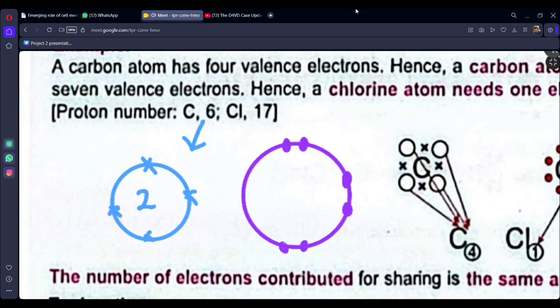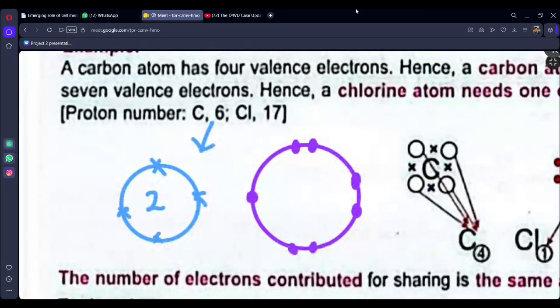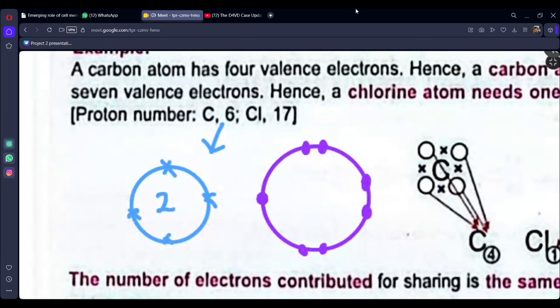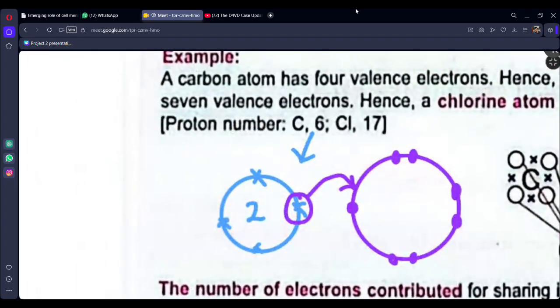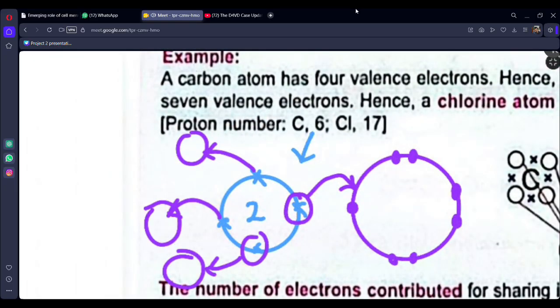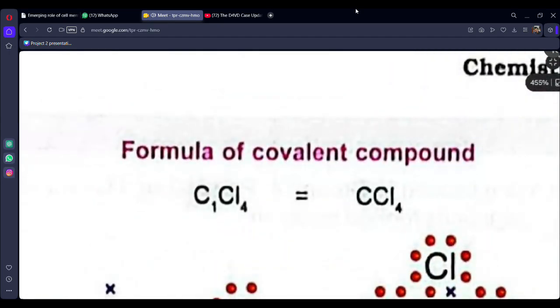So let's think now. For chlorine to be satisfied, it just needs 1 electron. For carbon to be satisfied, it needs 4 electrons. So why not give this electron to chlorine? Then get another chlorine, give another electron there. Another chlorine, another electron, another chlorine, another electron. So in total we will have 1 carbon and 4 chlorine. So the formula you will get is CCl4.